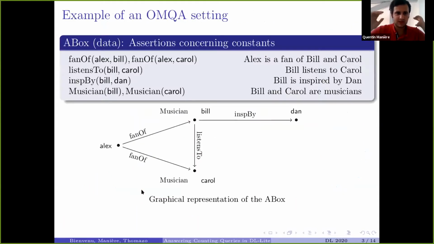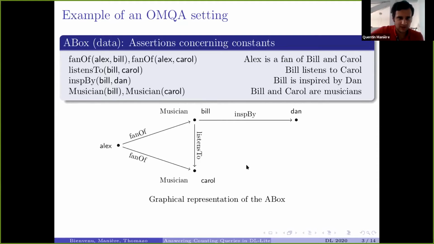Okay, so let me dive in with a toy example. Our data are represented with an ABox involving roles, like this one here, I think that Alex is a fan of Bill, or concepts. On the fourth line, Bill is a musician. On top of this, it's easy to represent with a small graph.